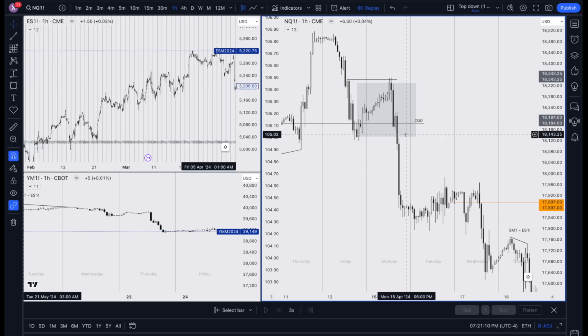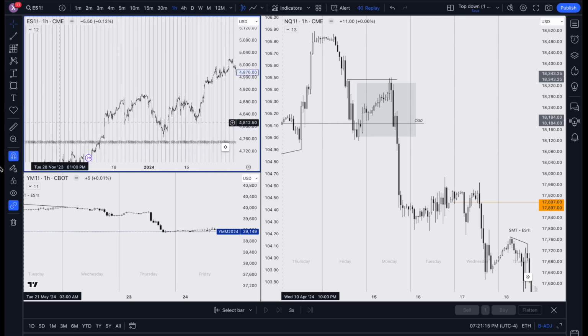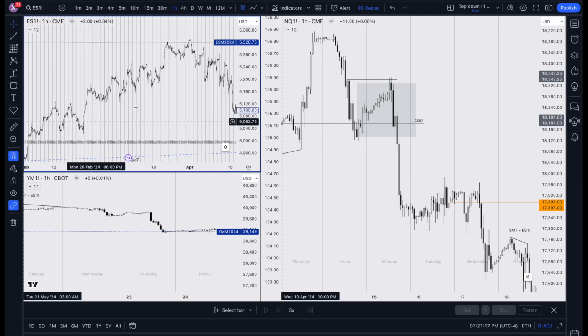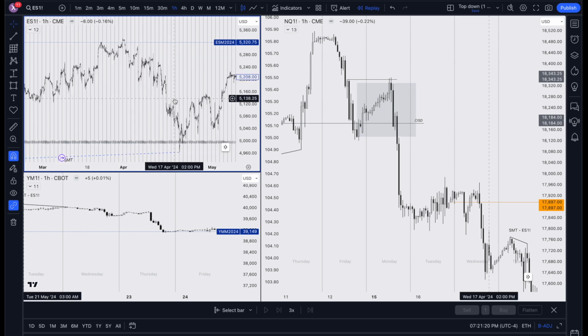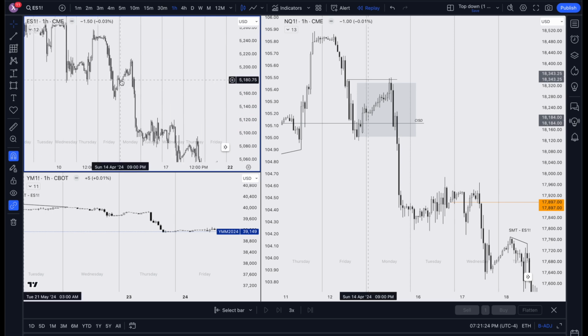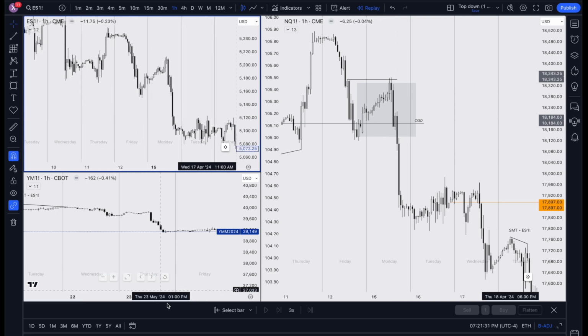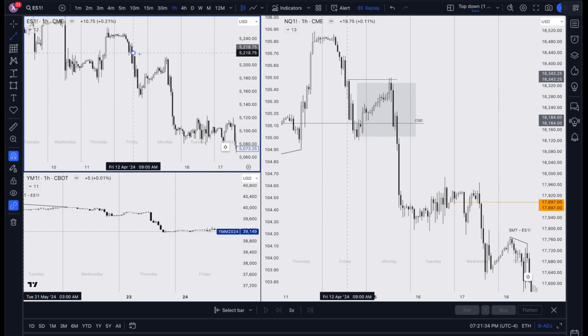Where's day is it? Monday, 15th of April. Forms SMT in the market. There's no internal range we can create on the daily here. We just have this order block. And then proceeds to break down, leading in to the next day's trading.